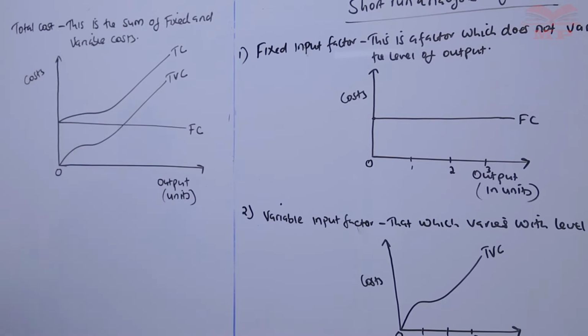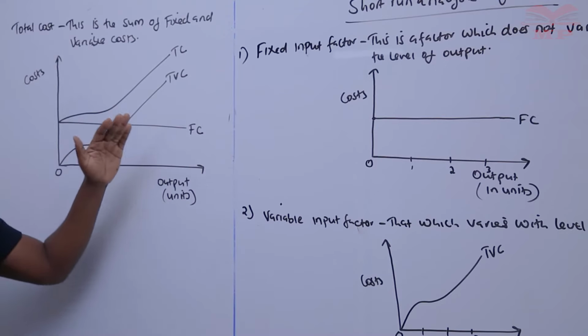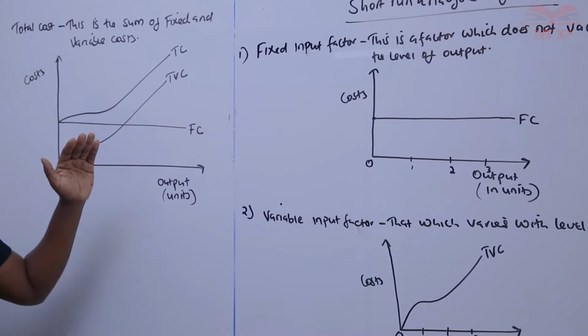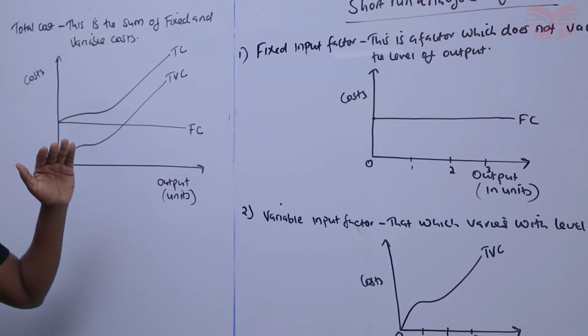So how do we derive these curves? We have a relationship between total cost curves, total variable cost curves, and fixed cost curves. So what is the relationship? The total cost curve is drawn based on the law of diminishing returns.